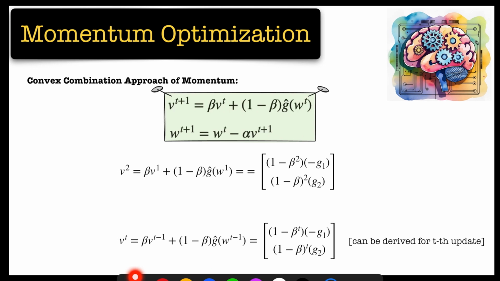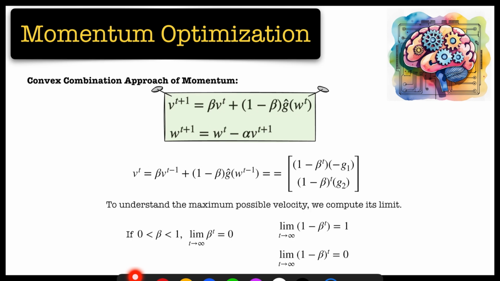Now, if we keep computing this way, this can be derived for the tth update. Vt is beta times Vt minus 1 plus 1 minus beta times G hat Wt minus 1, using this formula. It can be shown that it will be 1 minus beta power t times minus G1, and in the second row, we'll have 1 minus beta whole thing powered by t times G2. So this is for the tth update. This can be derived.